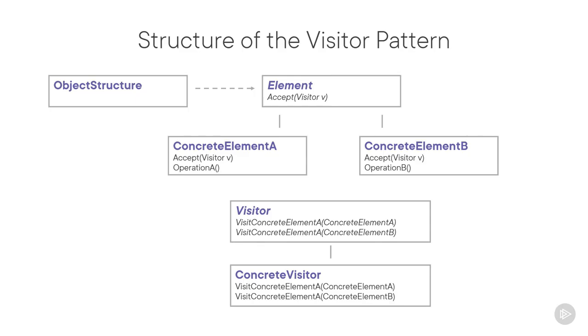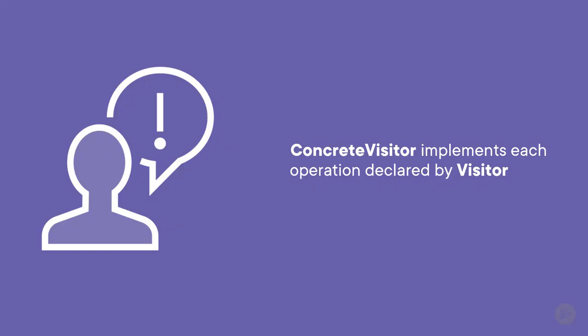These concrete visitors implement each operation declared by the visitor. So they contain the actual algorithm. Often they also contain state that accumulates while traversing all the objects, which can be useful for callers, like storing the total amount of discount given. And with that, we've got our pattern structure. Time to implement our example in a demo.